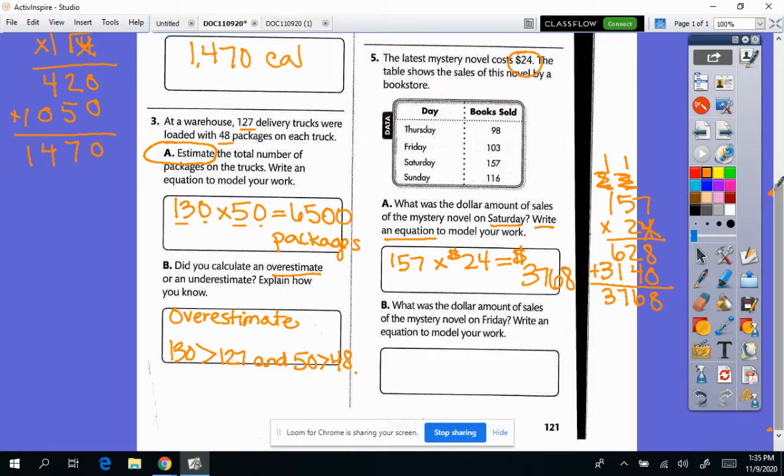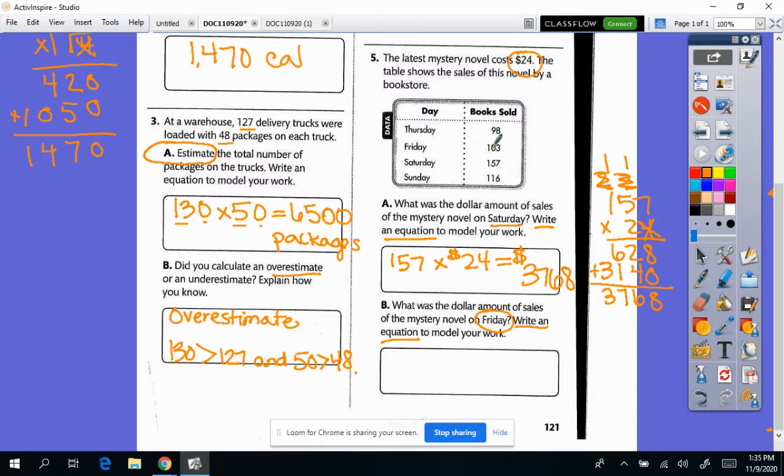Okay, let's take a look at letter B. What was the dollar amount of sales of the mystery novel on Friday? Write an equation to model your work. So again, I'm going to write an equation. And I'm looking at the sales for Friday this time. So I'm going to go up and look at my data table.